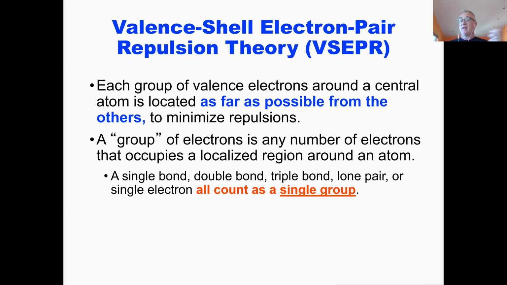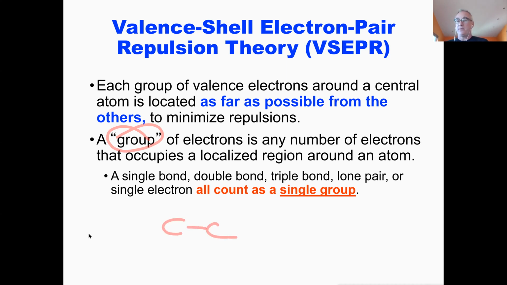That's all it means. The other thing to remember is that a group means any group of electrons in space. So if I'm looking at a single carbon-carbon bond, remember, that is just a distribution of electrons in space between those 2 carbons. If I have a carbon-carbon double bond, all that means is twice as many electrons in space between the carbons.